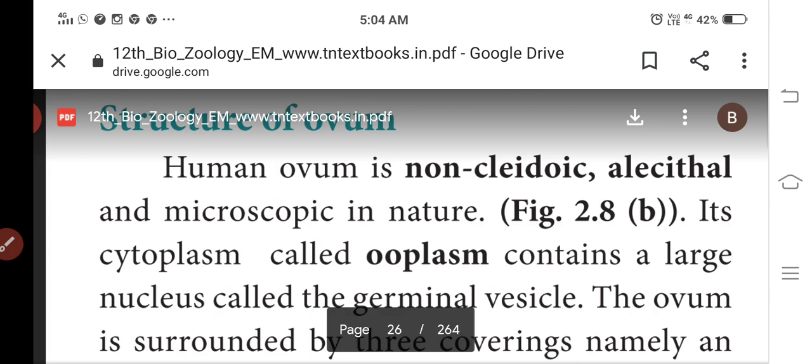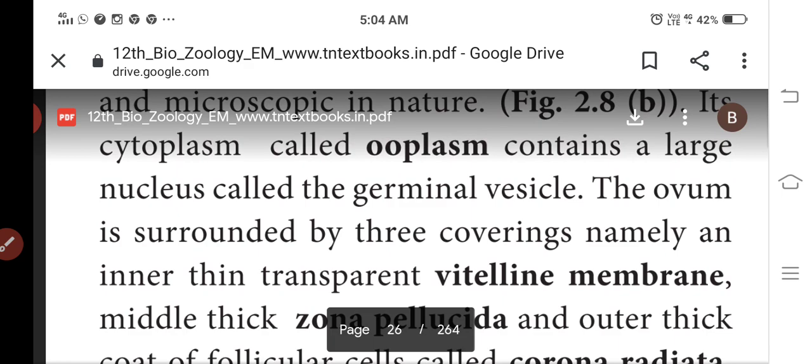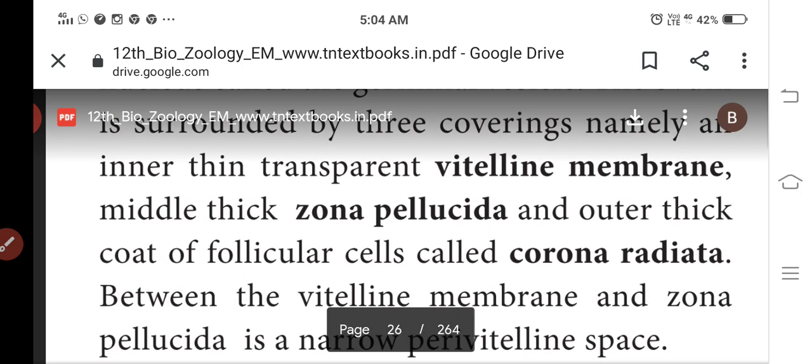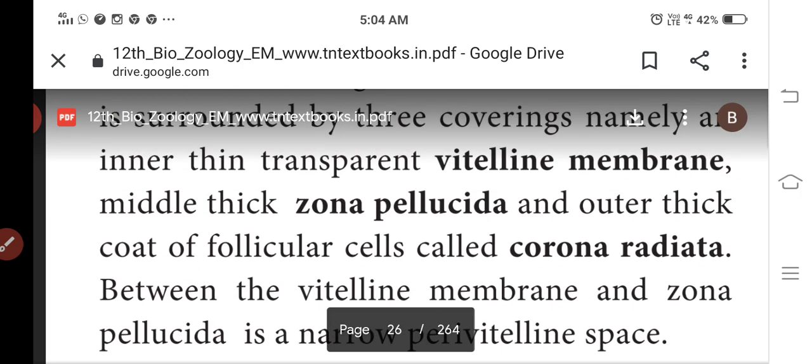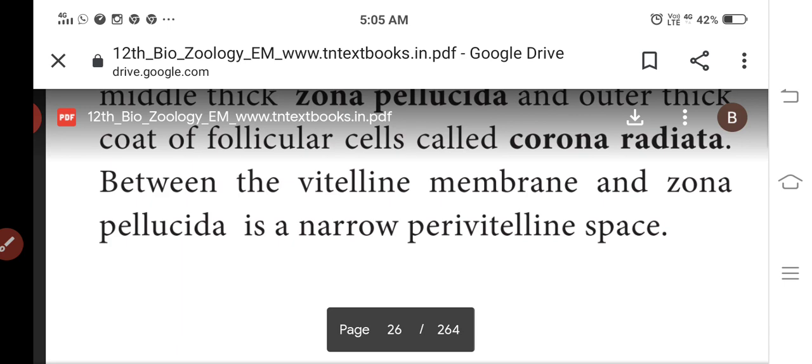Next is the structure of the ovum. It is non-cleidoic, alecithal and microscopic in nature. The cytoplasm in the egg is called ooplasm, and a large germinal vesicle is present. Three coverings are here: vitelline membrane, zona pellucida and corona radiata. The vitelline membrane is the thin, transparent inner membrane, the zona pellucida is the middle one, and the corona radiata is the outer coat. Between the vitelline membrane and zona pellucida is the perivitelline space.